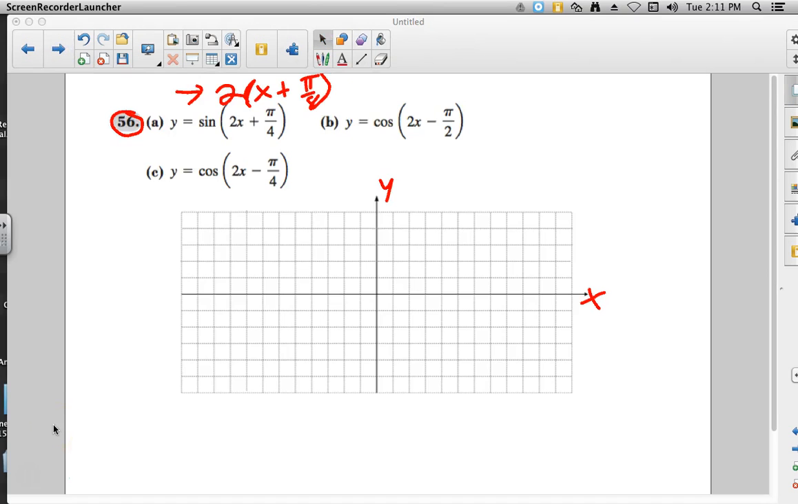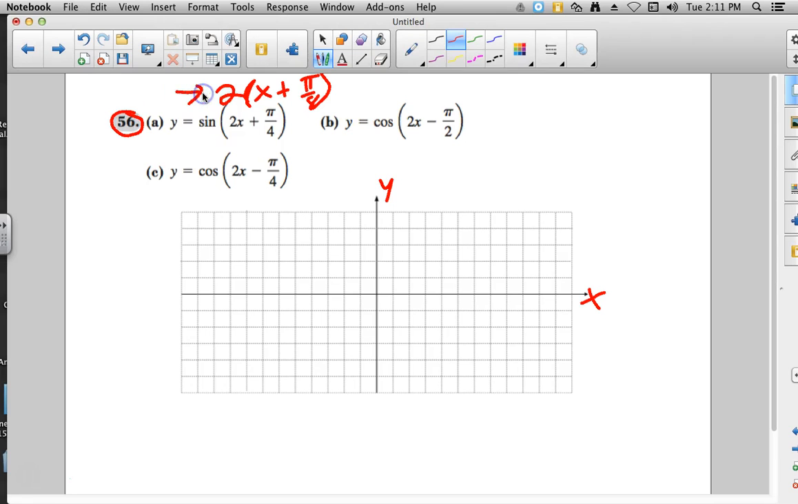For 56, what I went ahead and did with A was I just factored out the 2. And I can see this is a normal sine graph, but now what we have to remember is that this 2 is actually going to be a horizontal shrink. So it's going to shrink it by a factor of 1/2. And then our new starting place is going to be at negative pi over 8. So again, I'm just going to make a sketch of this. I'm not necessarily going to go full bore on it.